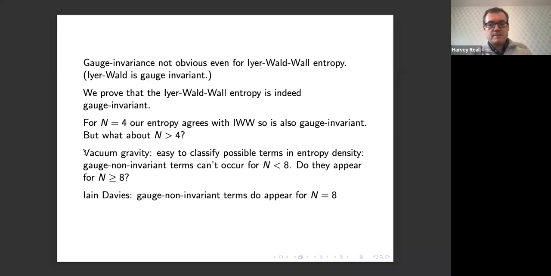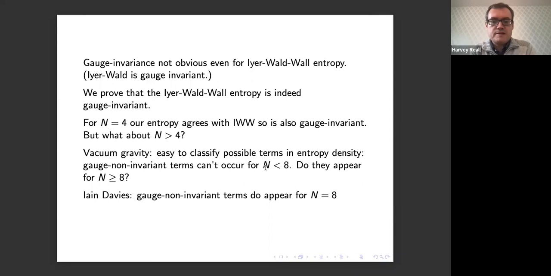Well, this comes to the recent work with Iain Davies. If we just look at vacuum gravity, then one way of investigating this problem is to just write down all possible terms that could appear in the entropy. And it's fairly easy to do that. So you can classify possible terms which could appear. And from that classification, you can immediately see that the gauge non-invariant terms can't occur for n less than 8. Okay, so if you're only interested in theories with up to 6 derivatives in the action, then everything is gauge invariant. And n equal to 8 derivative terms is the first place where gauge non-invariant terms could be generated by our procedure.